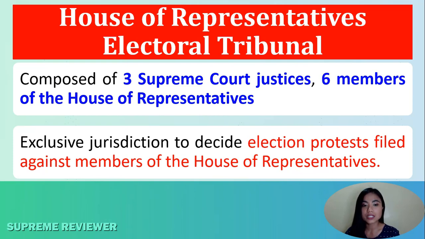The House of Representatives Electoral Tribunal, as the sole judge of all contests relating to the election, returns, and qualifications of members of the House of Representatives, may annul election results if in its determination, fraud, terrorism, or other electoral irregularities existed to warrant the annulment. Because in doing so, it is merely exercising its constitutional duty to ascertain who among the candidates received the majority of the valid votes cast.